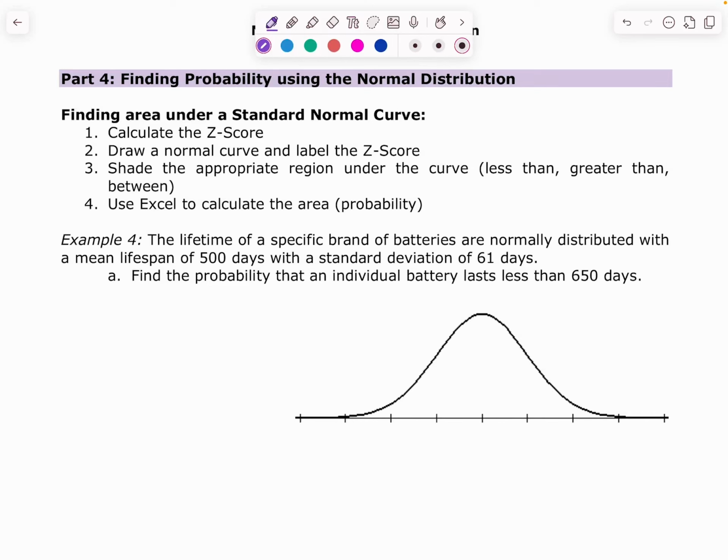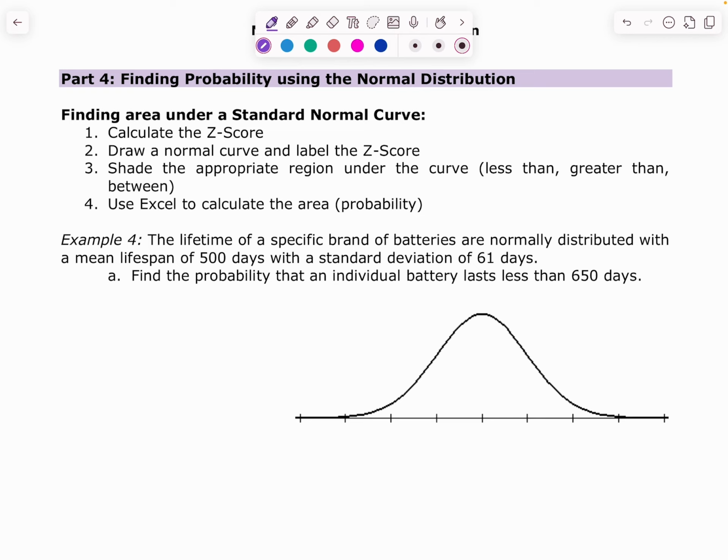Now that we have looked at how to calculate z-scores, we can move on to finding probability using the normal distribution. So when we're finding area under a standard normal curve for any application, we are going to follow these 4 steps. The first step is to calculate the z-score. Then we're going to draw the normal curve and label the z-score on that curve.